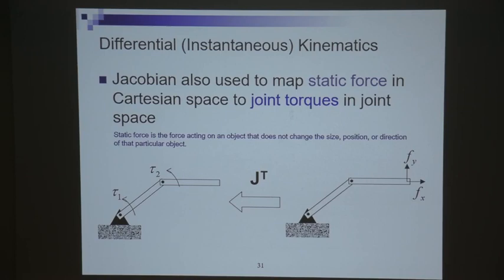So in some cases, you may actually want to use the inverse of the Jacobian, rather than the Jacobian transpose. So it actually depends on the situation. We'll go through them in the lecture. For example, when you're dealing with the joint torque, it's better to use J transpose. Yeah, we'll be going into that.